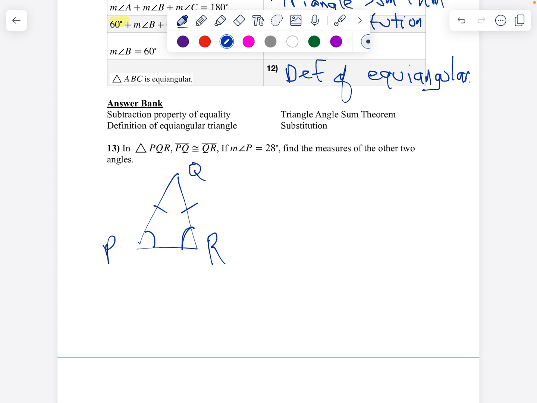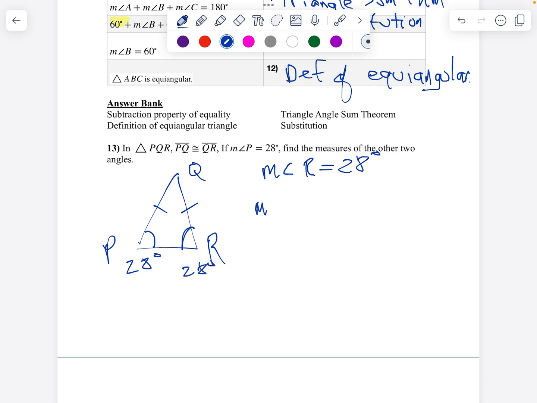So the measure of angle P is 28 degrees. So I want to find the measure of the other two angles. So that means the measure of angle R is 28 degrees. No work to show there.